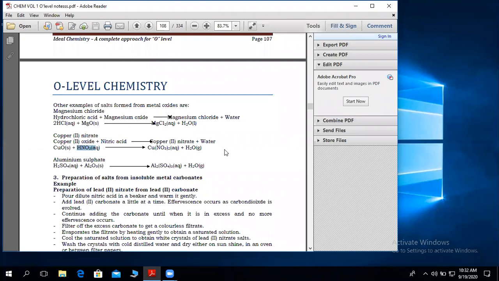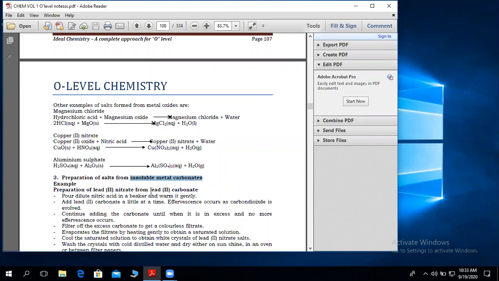So this is the equation, and you follow the same procedures. You only remove sulfuric acid and put nitric acid, and you get max. Preparation of salts from insoluble metal carbonates.